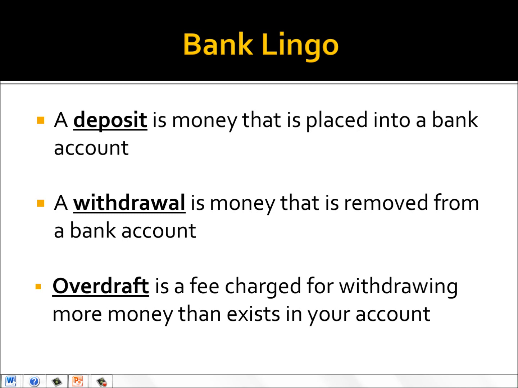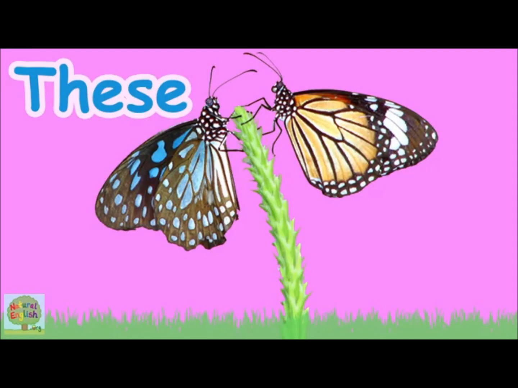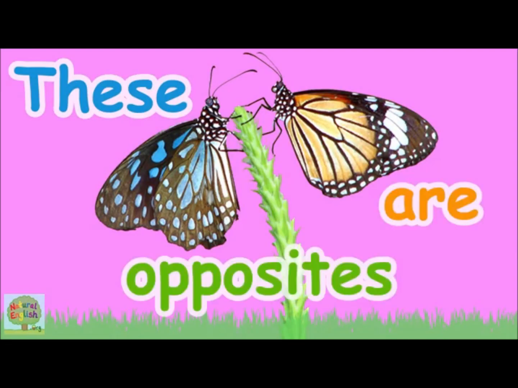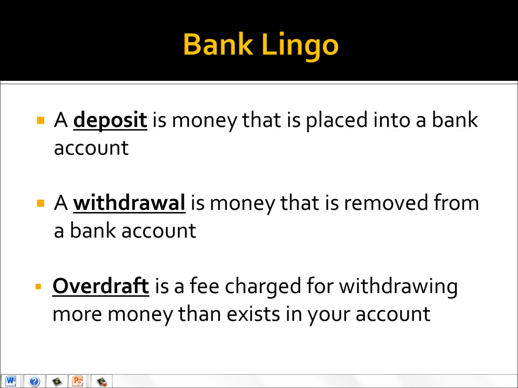There are 3 words today that I would like you to be familiar with. The first 2 are deposit and withdraw. These 2 words are opposites of each other. A deposit is when money is placed into a bank account, and a withdraw is when money is removed from a bank account.